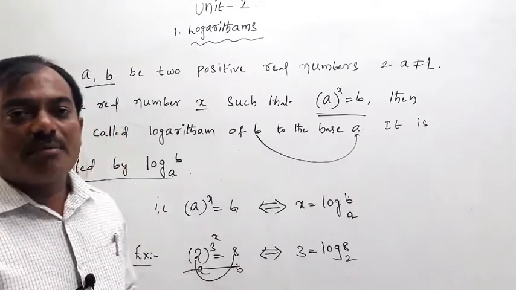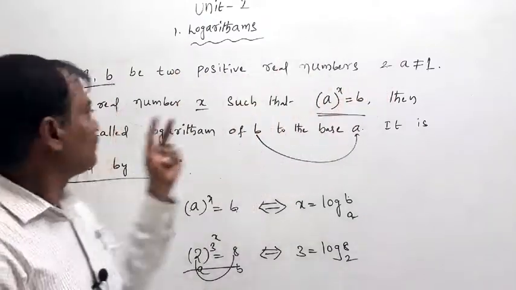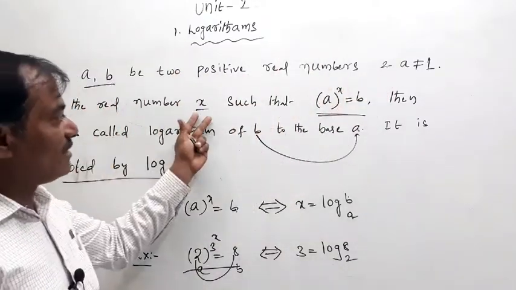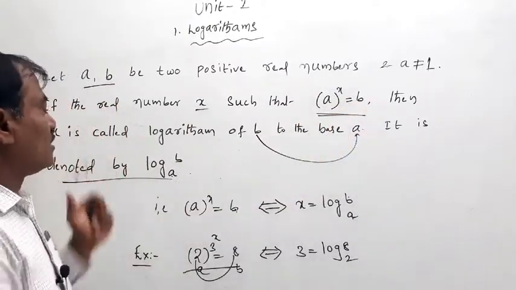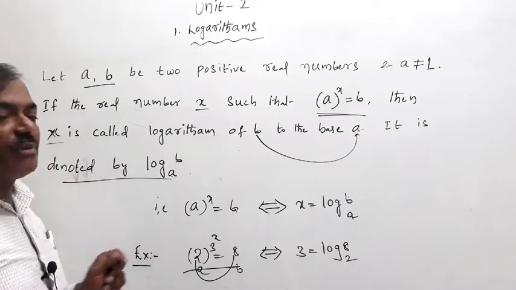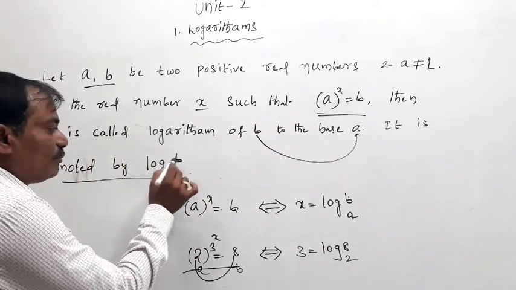Here a, b are two positive real numbers and a is not equal to 1. If the real number x is such that a power x equals b, then x is called the logarithm of b to the base a. It is denoted by log b to the base a.